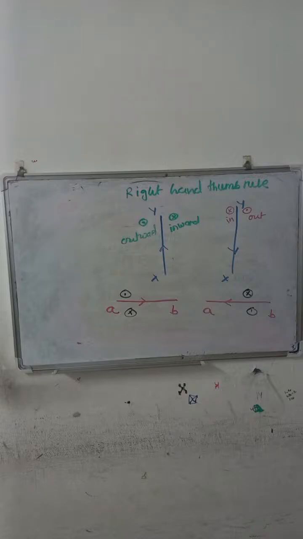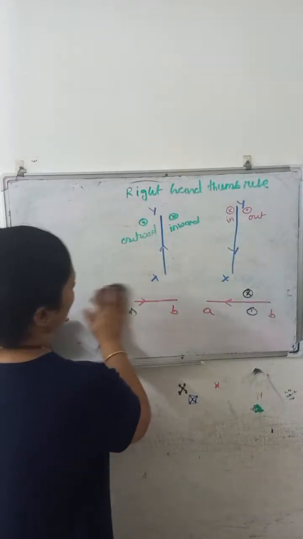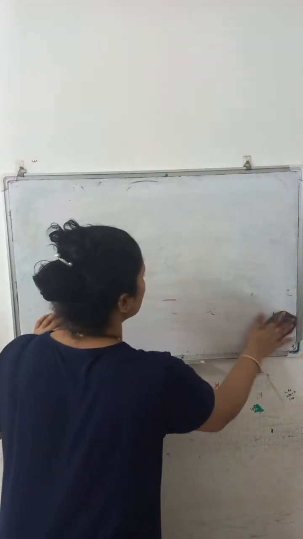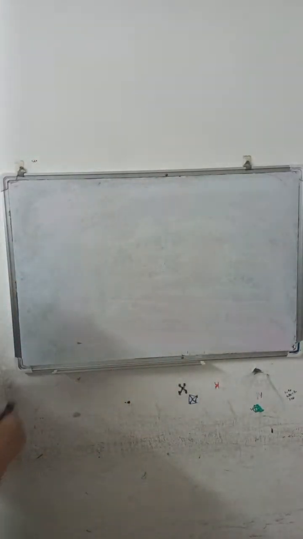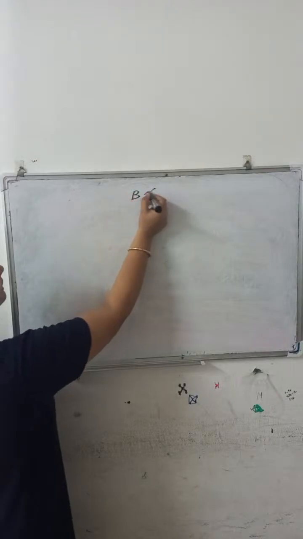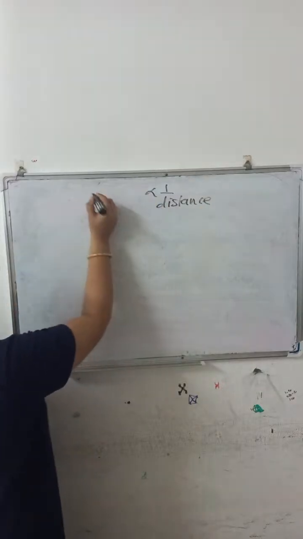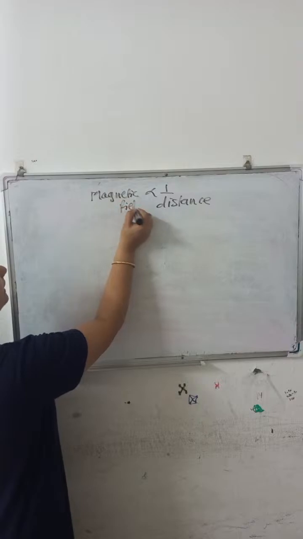Now we can discuss the factors affecting the magnetic field of a circular current carrying conductor. First, I already told you the magnetic field is affected by distance. If distance is more, magnetic field is less. If magnetic field is more, that means distance is very less. So B, the magnetic field, is inversely proportional to the distance.